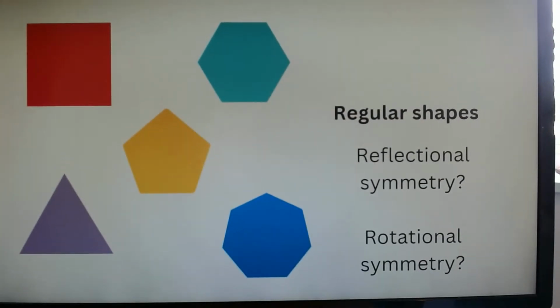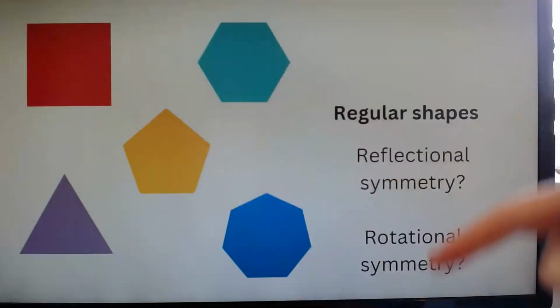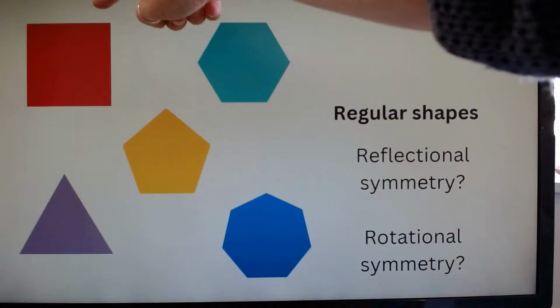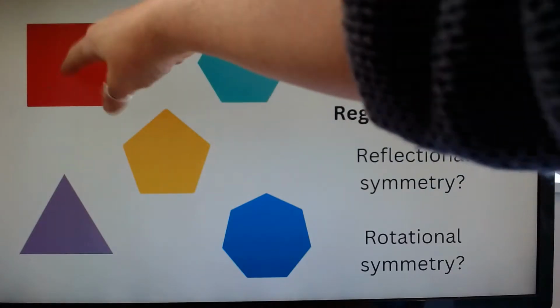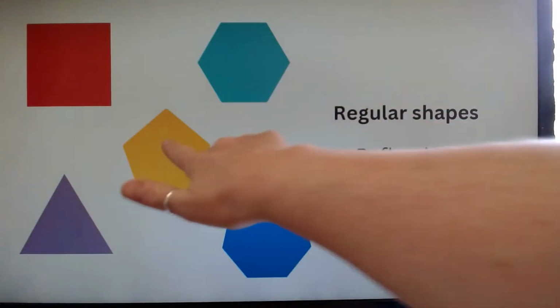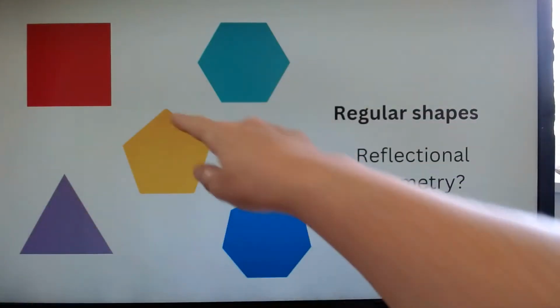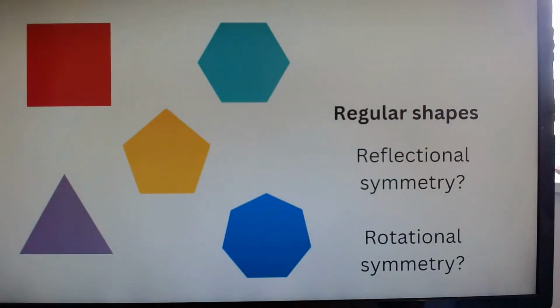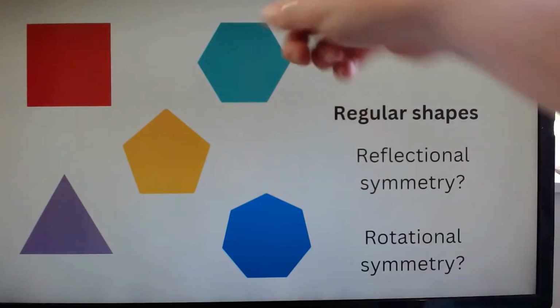Regular shapes. Have you come across a regular shape before? Of course you have, because we've just talked about squares. Regular shapes have all the sides of the same length. So a square is a regular quadrilateral. It's a regular four-sided shape. And these are regular shapes with different numbers of sides. They're called polygons, if you want the fancy word, but we don't have to use that.